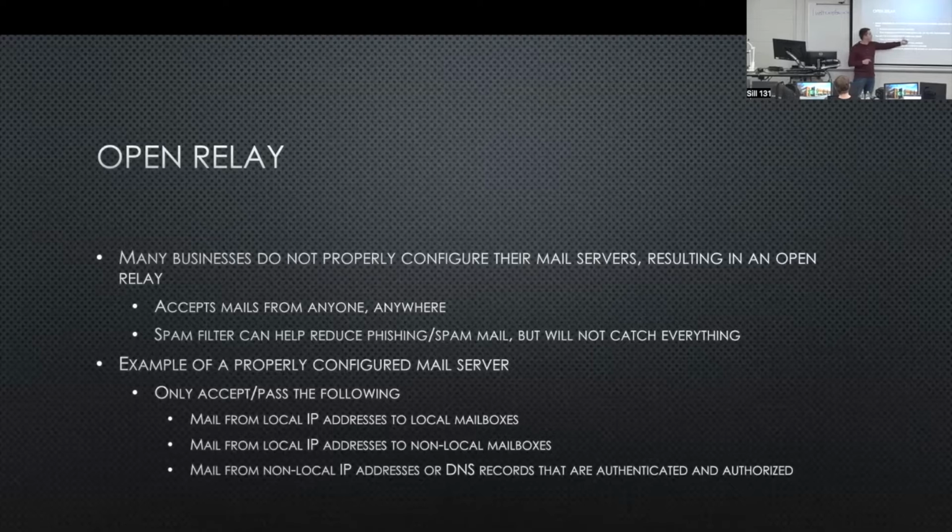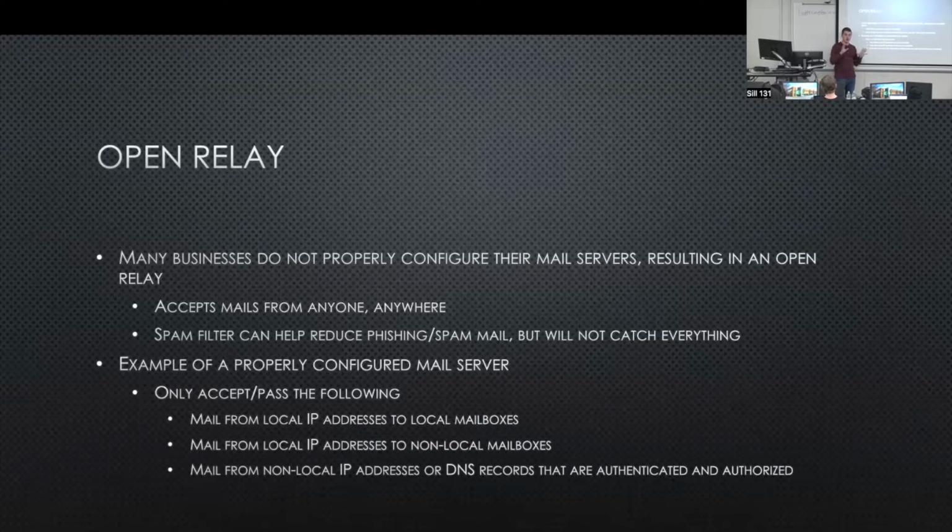An example of a properly configured mail server is one that only accepts and passes the following: mail from a local IP address to a local mailbox, so that would be me at my Emich email sending an email to Jarrett. It accepts that. Mail from a local IP address to a non-local mailbox, so mail going out, which should just be accepted. And mail from non-local IP addresses or DNS records that are authenticated and authorized. So basically you take the approach of blacklisting everything and then only allowing certain addresses from certain trusted sources. That way you can skip some of the spam filtering because you're only allowing emails from those sites that you trust.